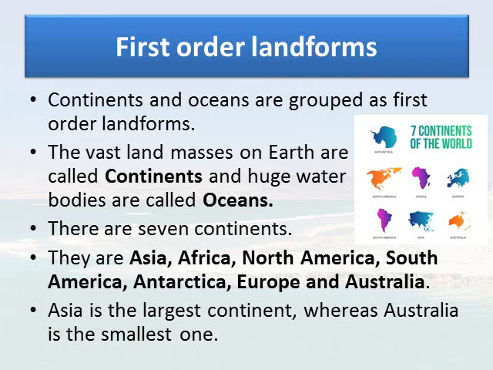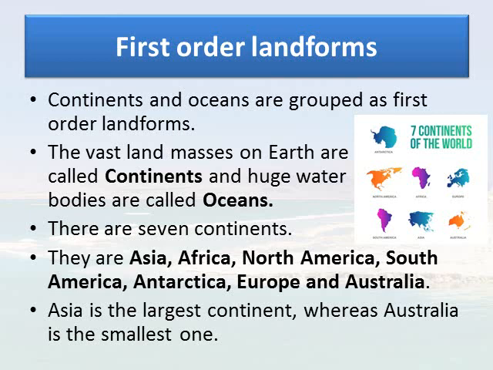Dear children, continents and oceans are grouped as first order landforms. So you can find two things, continents and oceans. The vast land masses on earth are called continents. And huge water bodies are called oceans.